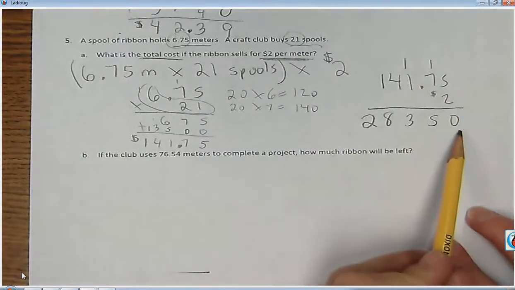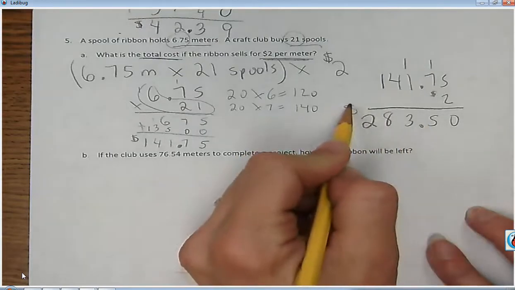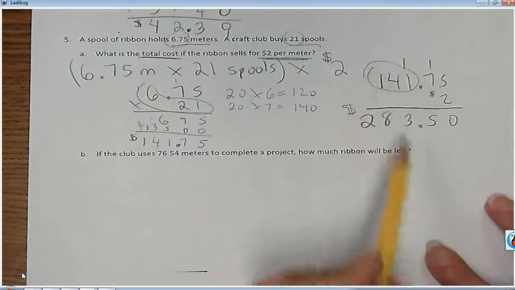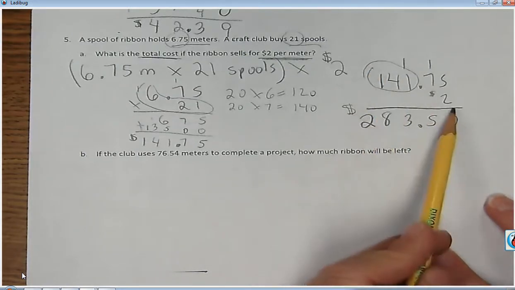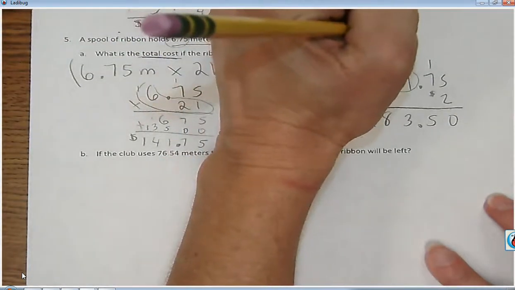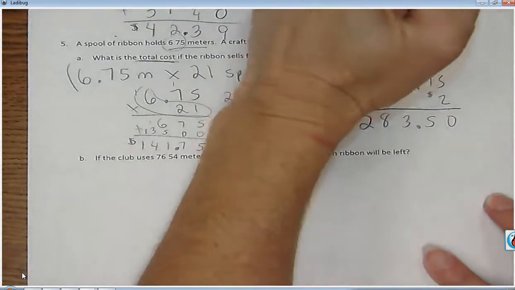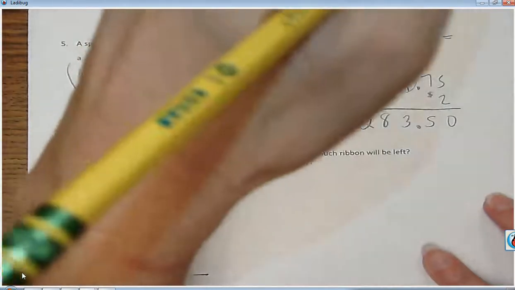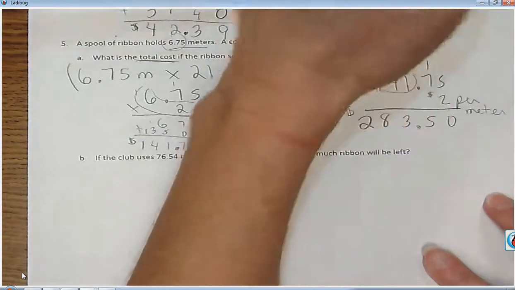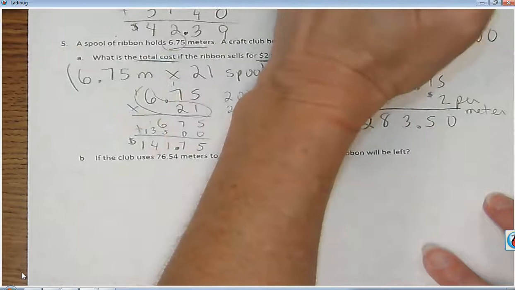So these are my cents. So it'd be $283.50. And think if that makes sense. You have 141s times 2. About $140 times 2. Dollars per meter. Too much math today, Miss Fryer. Should be about $280.